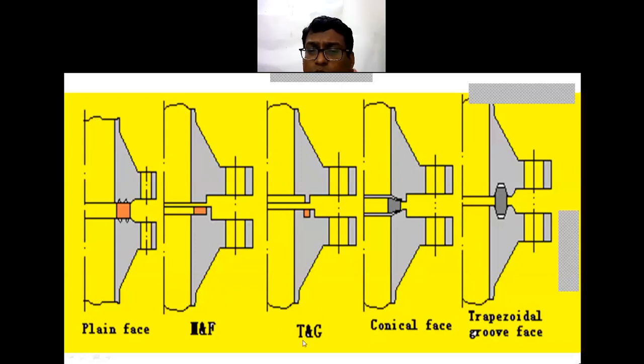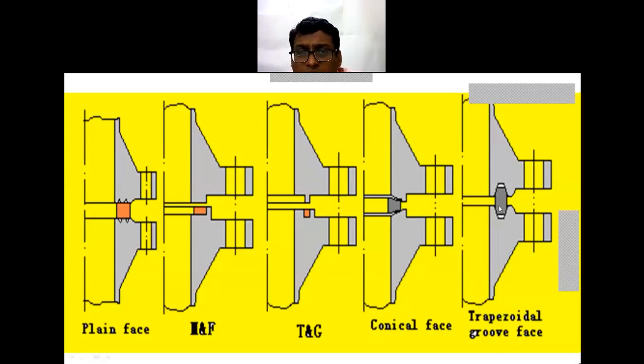Then tongue and groove, that is also there. A groove that is to be provided in one flange, and the tongue that will be provided on the other flange, so that will be properly fitted. The conical face flanges, the face of the two flanges is going to change its shape. So in a conical format, in between these two flanges, the gasket will be available. The next is the trapezoidal groove face flange.